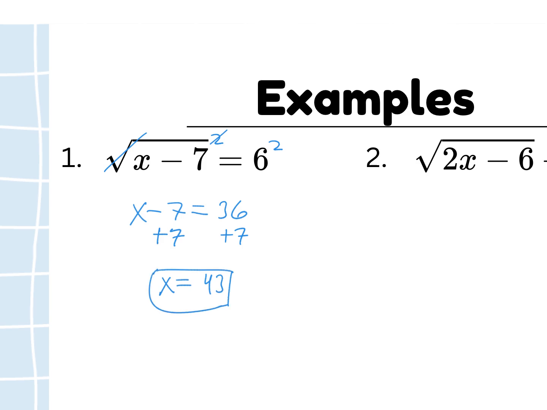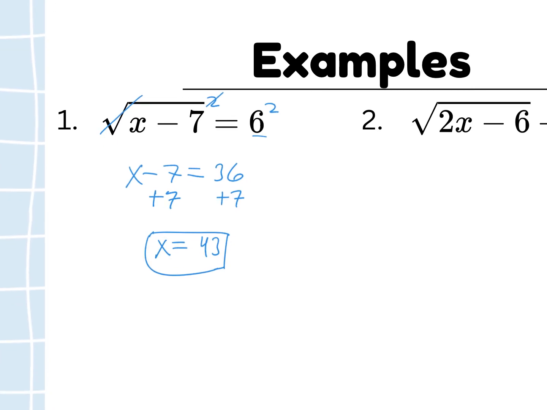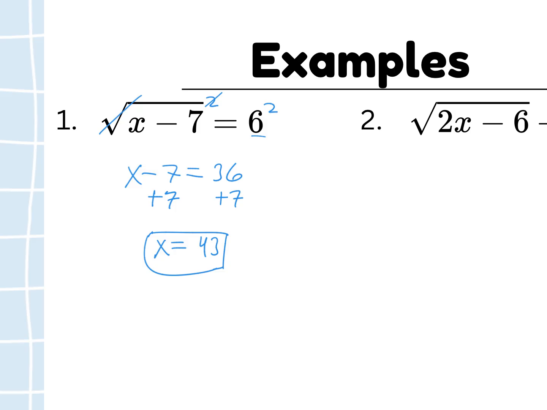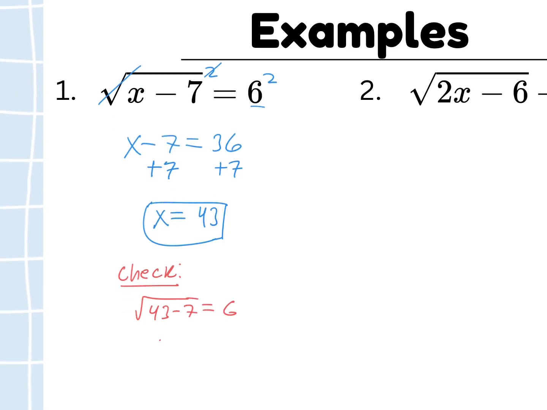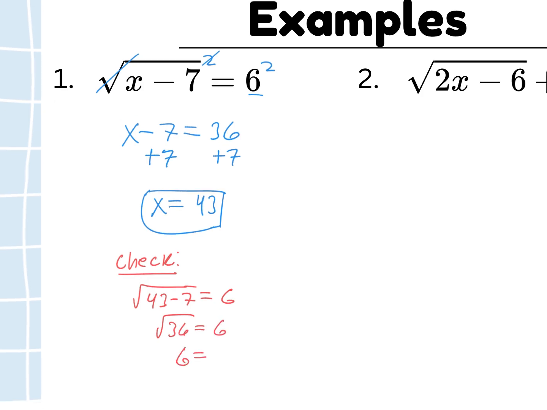Our original equation looked normal. It just looked like a radical equals a positive number, which is going to be true, assuming that we did the correct math. But just to prep you for what you're going to see in the next slide, I'm going to check this answer. To check it and make sure that it works, I'm just going to plug 43 into the original equation. So I get the square root of 43 minus 7 equals 6. The square root of 36 equals 6, which is a true statement. I get 6 equals 6, so this does work.